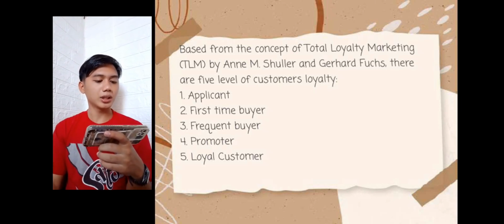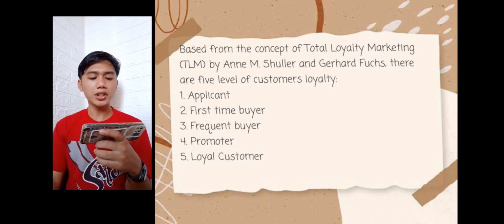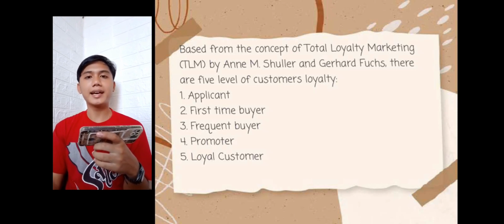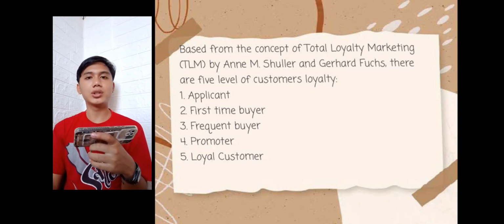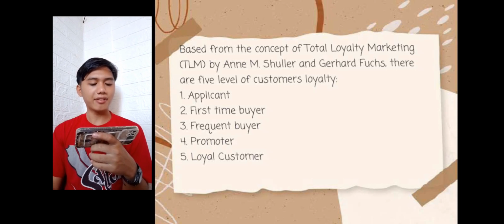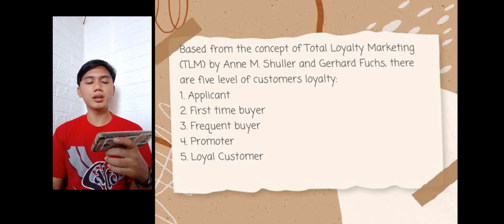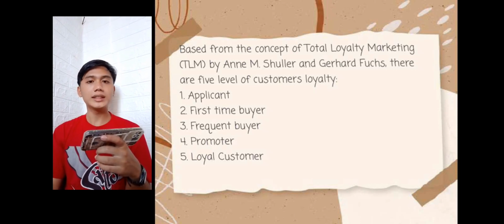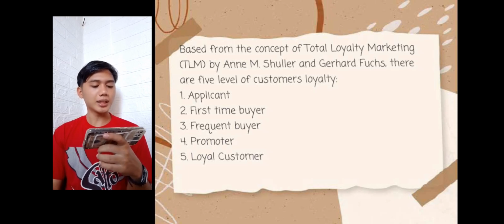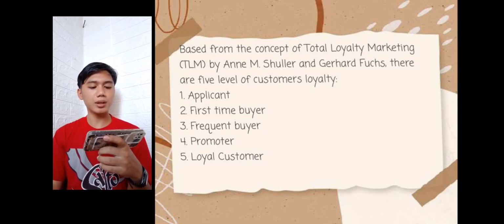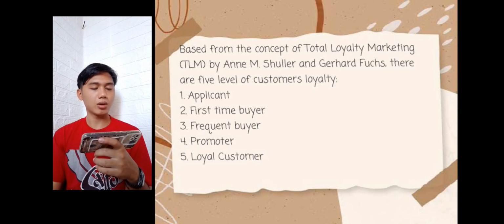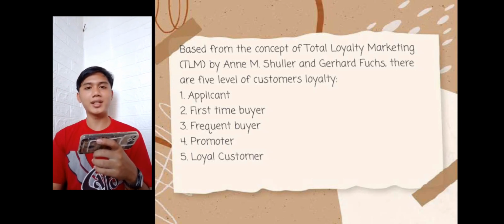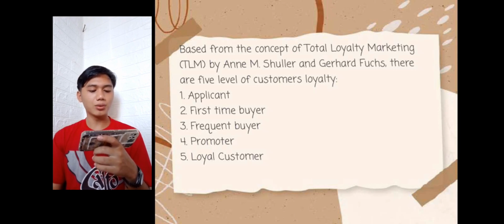Based on the concept of total loyalty marketing or TLM by Anne M. Schuller and Gerhard Fuchs, there are 5 levels of customer loyalty. First is applicant. He comes and is interested in the products of the enterprise or organization. The second is first-time buyer. He is a customer who knows about the products of the enterprise and buys them for the first time.